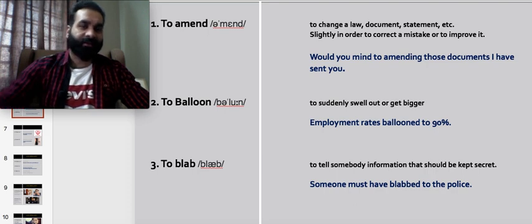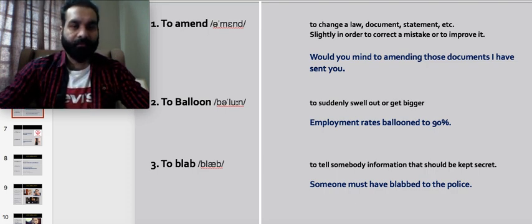So the first word is basically to amend. There is phonemic transcription for you in this. If you could not understand the word somewhere, you can read the transcriptions if you know.